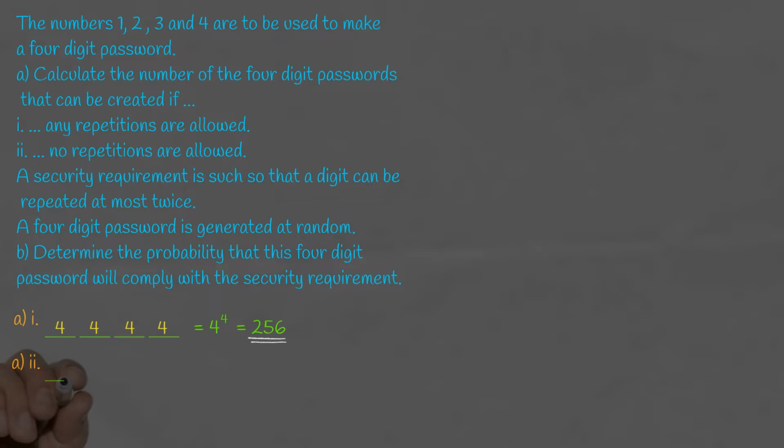But if there are no repetitions allowed, we'll have 4 choices of number for the first digit, but we'll only have 3 left to choose from for the second digit, and 2 for the third and 1 for the last digit. So the answer here is 4 times 3 times 2 times 1, or 4 factorial, which is 24.